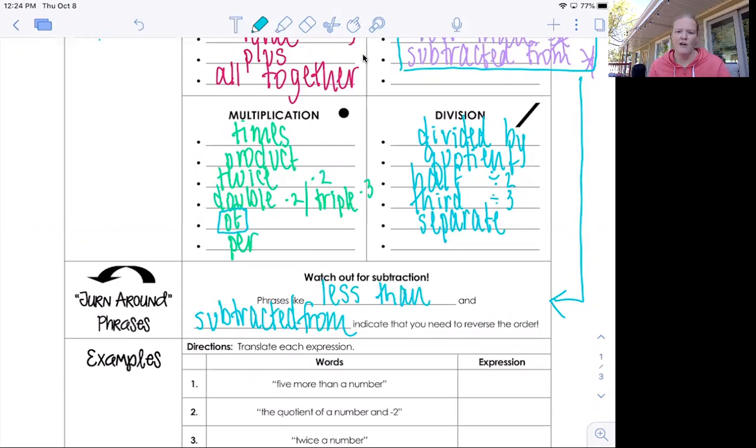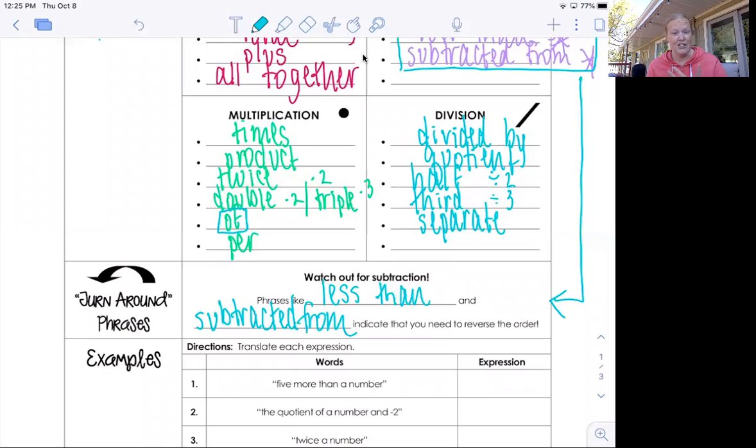So let's say I have $5 less than you. Well, the only way to figure out how much money I have is to know your amount first. So we'd have to put your amount and then subtract my amount. So if it's $5 less than X, it would actually be X minus 5, not 5 minus X, because you don't have $5 less than me.